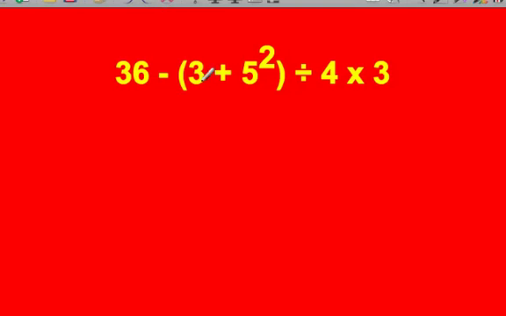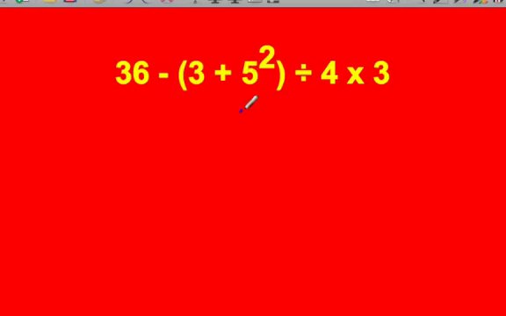36 minus 3 plus 5 squared divided by 4 times 3. That's a lot of information. Wow. All right, let's start with the parentheses. That's what comes first. Now there's two operations inside the parentheses. There's this plus sign, and then there's this exponent. What do you think comes first? Just use PEMDAS again. Exponents, that comes before addition.